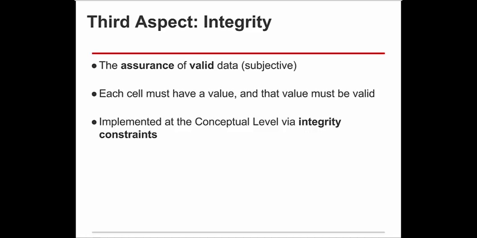Now, last time we looked at the 3 levels: conceptual, physical, external. Well, integrity is implemented at the conceptual level via integrity constraints. These are things which restrict the values that can go in a particular field, or other integrity constraints that are enforced at the table level. Something we'll explore more in the future.